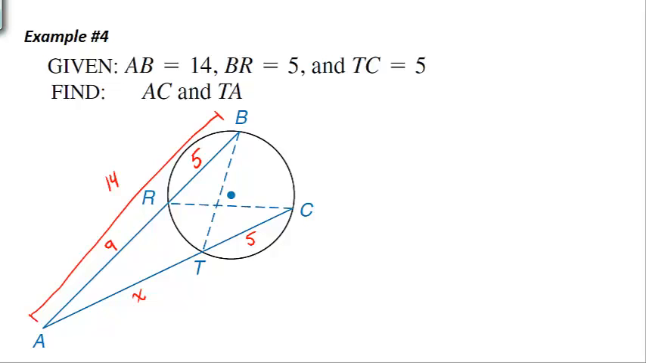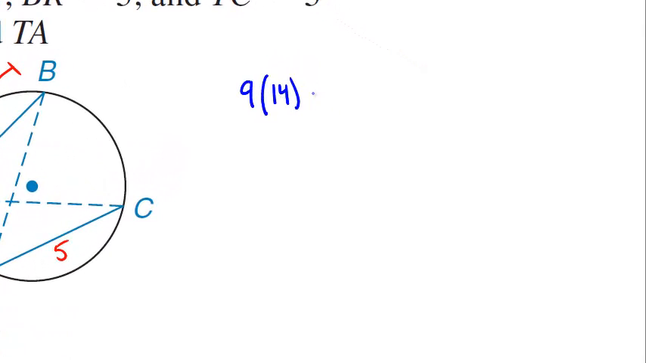So taking a look at the secant we know everything about, AB, we know that the exterior length of 9 times the entire length of 14, so that's the exterior times the total, should equal the exterior segment, AT, times the entire length, x plus 5. So we can multiply this together. 9 times 14 is 90 and 36, 126, equals x squared plus 5x.